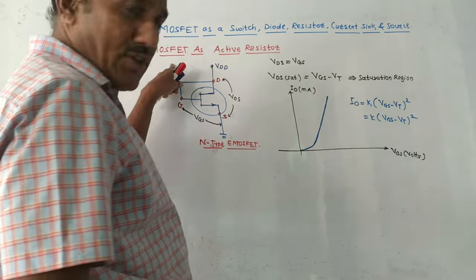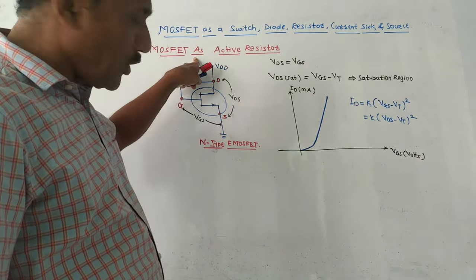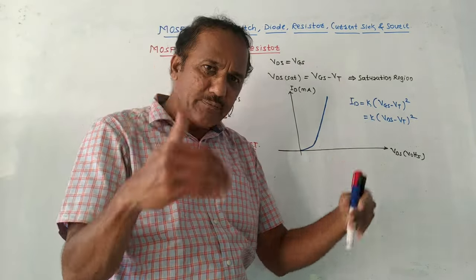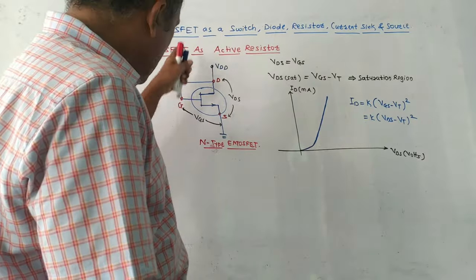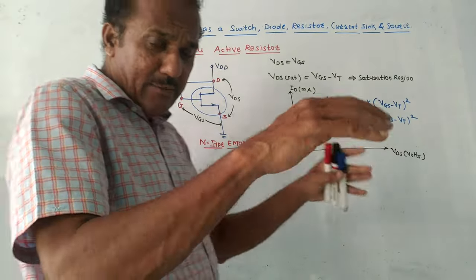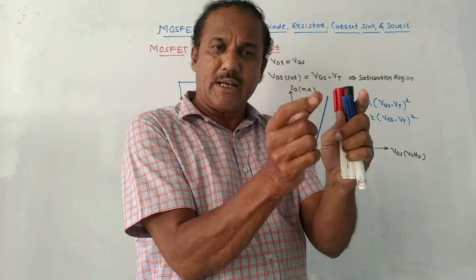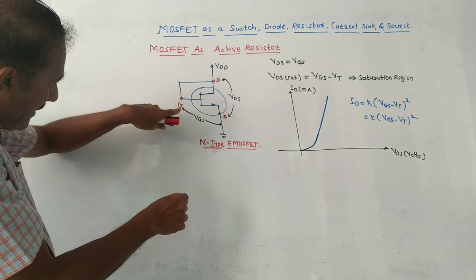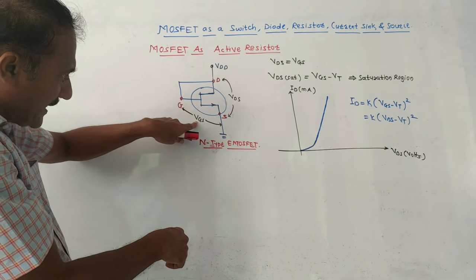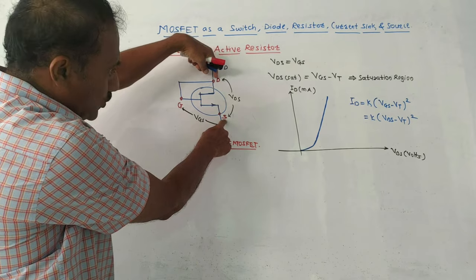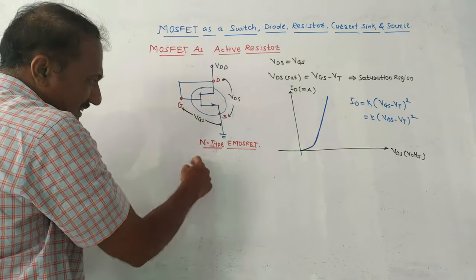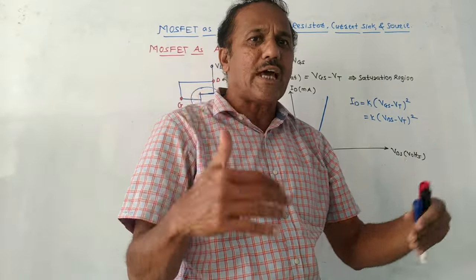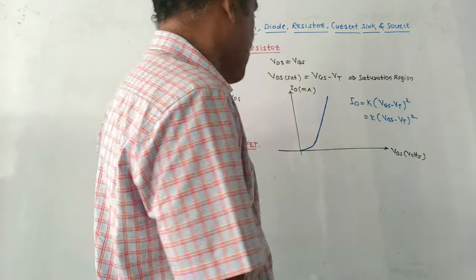Next part, the question may be like this: explain how MOSFET can be used as active resistor. It is also called enhancement load device. So this diagram is same as the earlier diagram jo humne abhi abhi discuss kiya, how the MOSFET can be used as a diode. Diagram is same, sirf maine do voltages mark kiye diagram mein. This is voltage between gate and source, that is VGS, and between drain and source voltage is VDS. So this is the diagram of N-type E-MOSFET, which shows the MOSFET can be used as an active resistance.